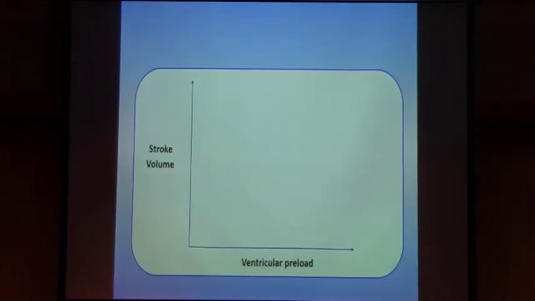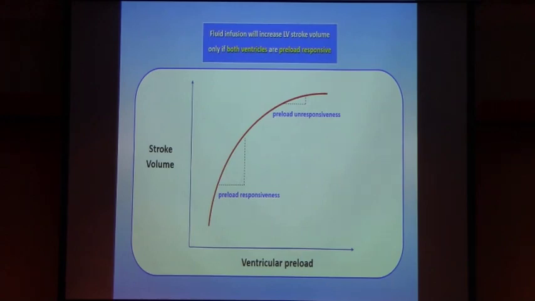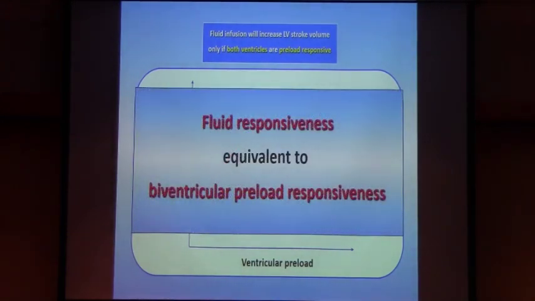I want to refer very briefly to the Frank-Starling curve, with stroke volume on the y-axis and ventricular preload on the x-axis. As you know, this curve is curvilinear, not linear. This is the Frank-Starling relationship, meaning that if you increase preload while the ventricle is working on the steep part of the curve, stroke volume increases, and this condition is called preload responsiveness. If you increase preload while the ventricle is operating on the flat part of the curve, there is no increase in stroke volume, and this condition is called preload unresponsiveness. So fluid infusion will increase stroke volume of the left ventricle, of course, only if both ventricles are preload responsive. So fluid responsiveness is equivalent to biventricular preload responsiveness.